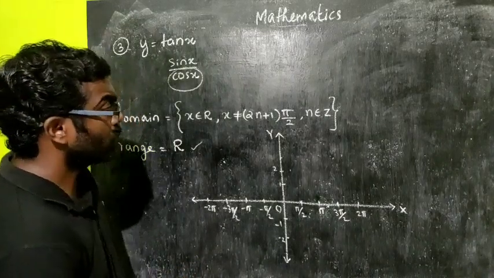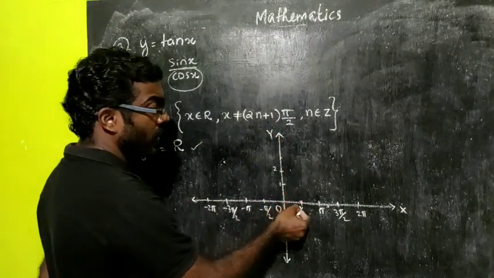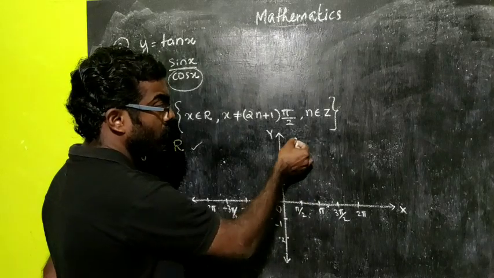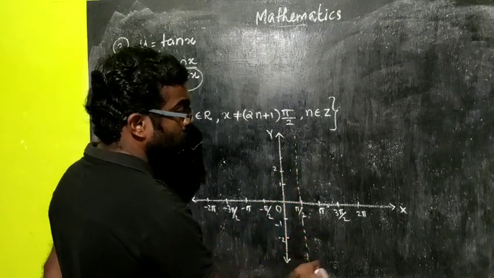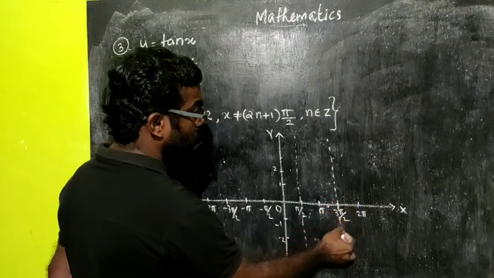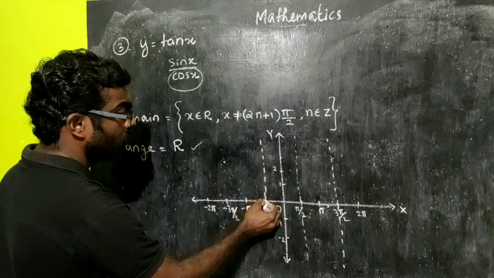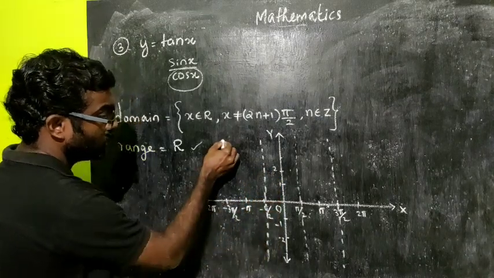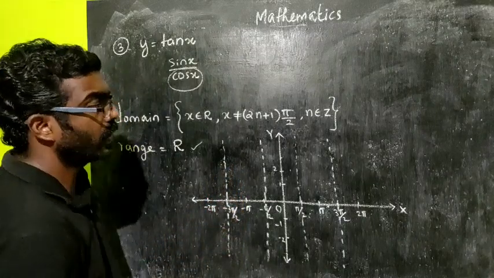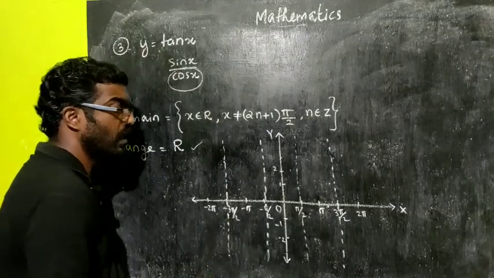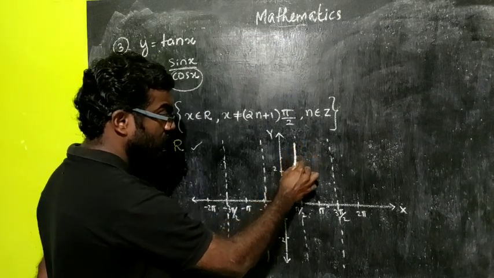Now we can restrict the domain. That means for odd multiples of pi by 2, the function is not defined. So we cannot find the image of odd multiples of pi by 2. So pi by 2, then 3 pi by 2, then here minus pi by 2, minus 3 pi by 2. In all these points, we cannot define the function. So in this way, we can split the graph. And when we draw the graph, we will get a curve which looks like this.